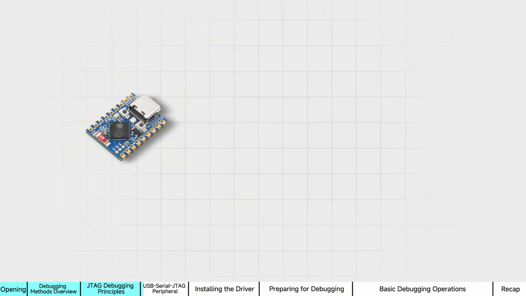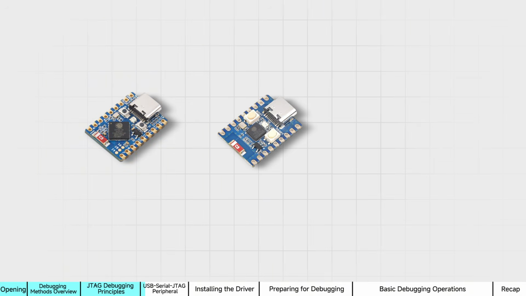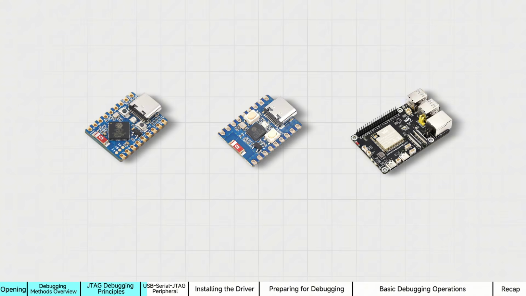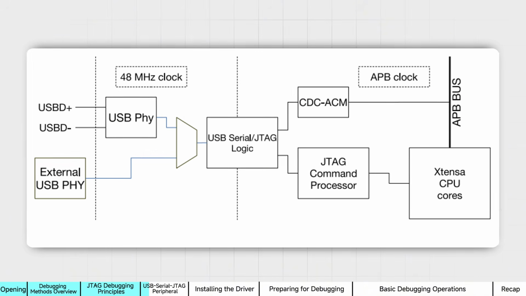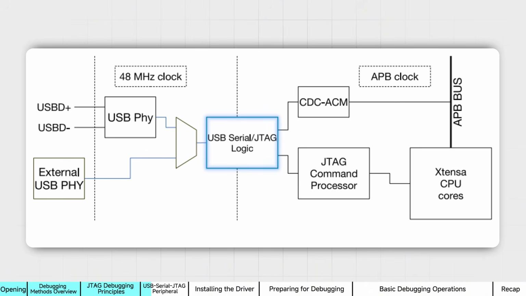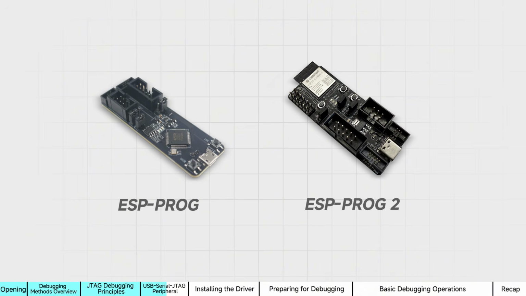Newer chips like the ESP32S3, ESP32C3, and ESP32P4 include a built-in USB-Serial-JTAG peripheral. It contains both a USB to serial converter and a USB to JTAG converter. A single USB cable to your PC provides firmware download, debugging, and system log printing. For development boards that do not have USB-JTAG capability, you'll need an external JTAG debugger. However, that is beyond the scope of this lesson.